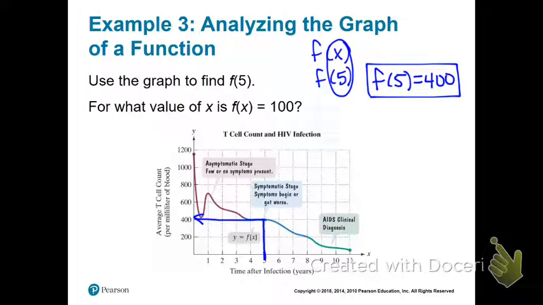Now it also says for what value of x is f of x equal to 100. Well, remember earlier I mentioned that f of x is the same thing as saying y. So we're looking for where y is 100. So let's go to our y-axis and find where y is 100. It's somewhere right in here. We're going to go over and touch our graph. And then what is that x value right there? That's when x is 9.